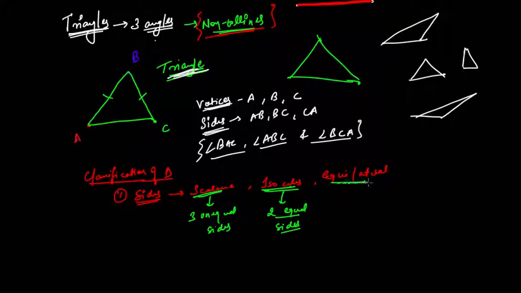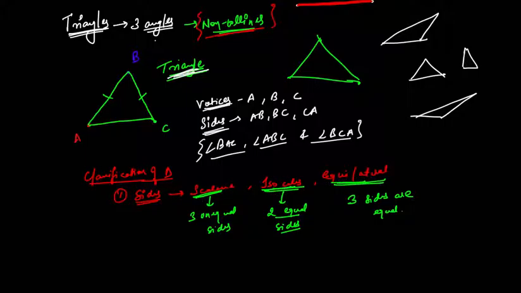Then finally, what is an equilateral triangle? I think you might have guessed it till now. If all the three sides are equal, then we say it is an equilateral triangle. So based on sides, you can see we have three classifications: scalene, isosceles, and equilateral.